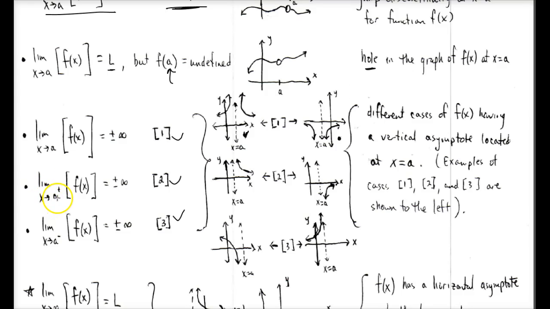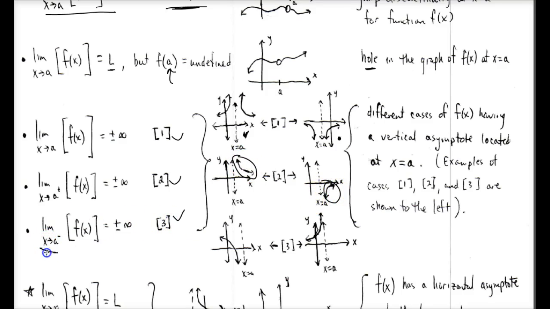approaches some specific x value from the right. And so if you notice here, I'll only have the behavior of the function coming from the right side. And so, of course, this one is coming up, that one's coming down.